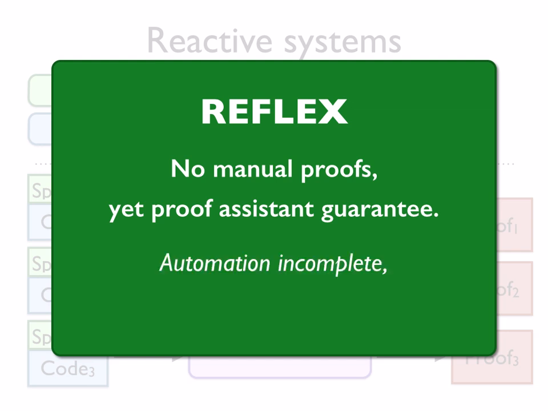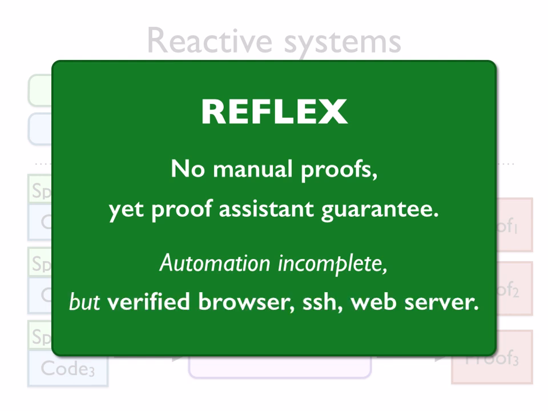Now the automation is incomplete, which means there are certain properties expressible in Reflex which the automation cannot handle. However, we use Reflex to build the kernel of a web browser, the kernel of an SSH server, and the kernel of a web server. And moreover, we use Reflex to specify many important properties of these three systems. And our automation was able to handle every single one without any manual intervention. And this shows that the automation works well in practice.